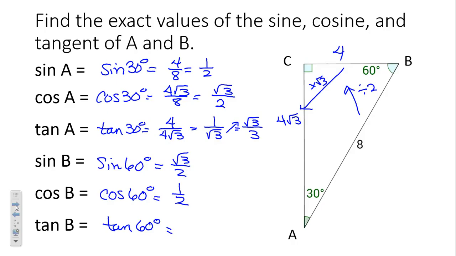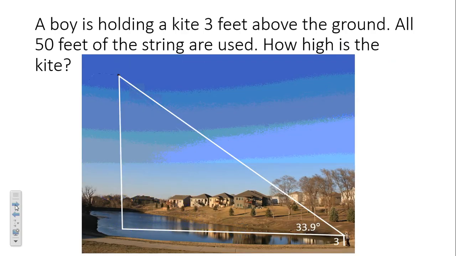Opposite over adjacent. Opposite, adjacent, so it's flipped, right? So 4 square root of 3 over 4 reduces to square root of 3. The way that I remember the tangent is the tangent of 30 has all those 3's in it, and the tangent of 60 doesn't have as much. Just has a radical 3. Okay? So if you want to memorize those and not have to show your work, you're welcome to do that. All right. So last example, we're back to the kite flying.